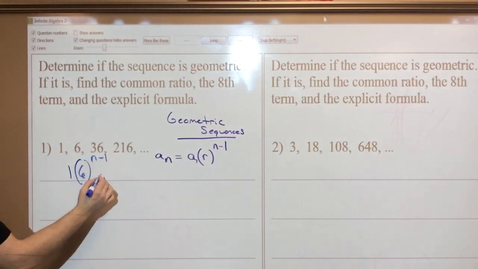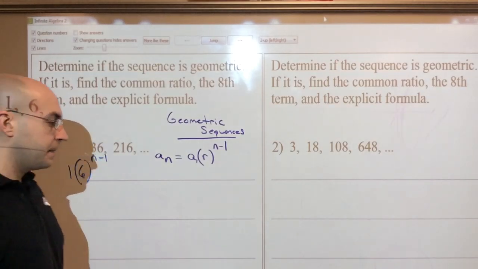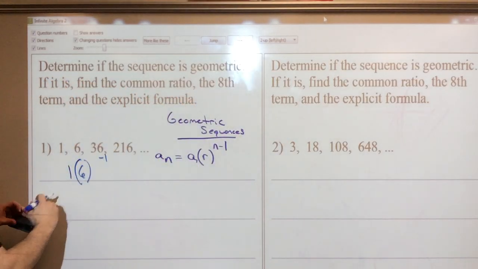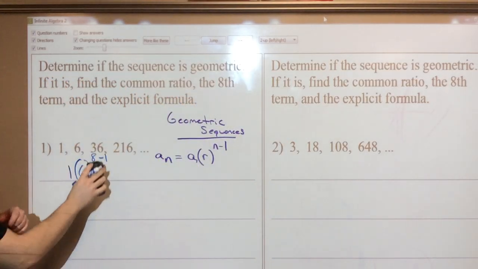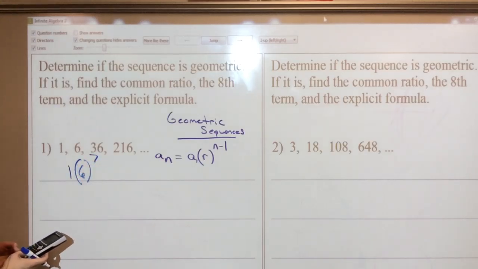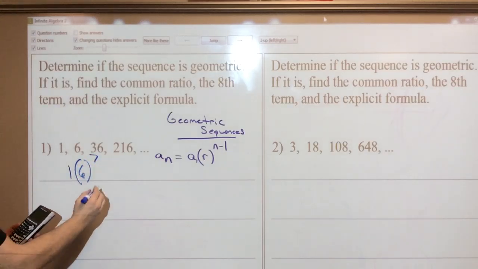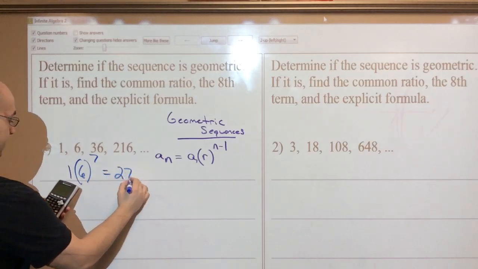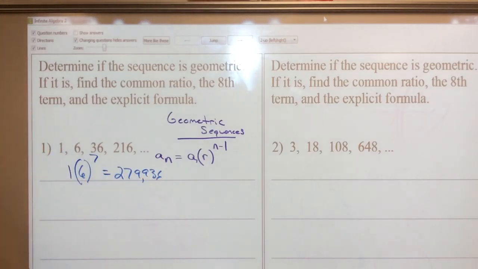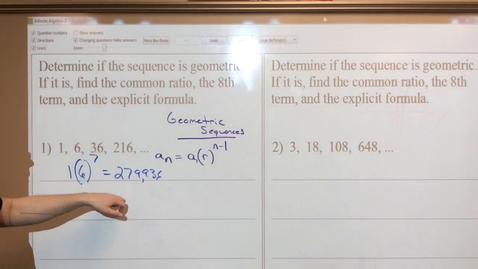And I'm looking for the n minus 1 power. But again, I'm looking for the eighth term. So this is essentially 8 minus 1, right? Which is just 7. So this is my formula. So 6 to the 7th power, and yes, these numbers are going to be very big, times 1. So that's 279,936. My answer is 279,936. You're going to have bigger numbers. Don't worry about it. That's my answer.